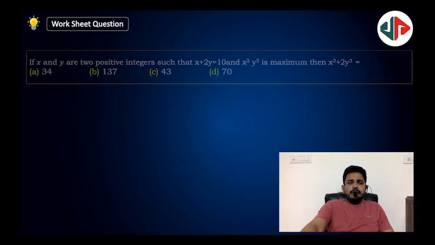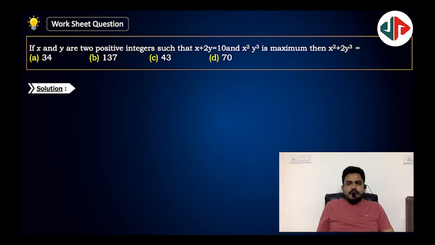So, the first question is: if x and y are two positive integers such that x plus 2y is equal to 10 and x square y cube is maximum, then what is the value of x square plus 2y cube? So x square y cube needs to be maximum.